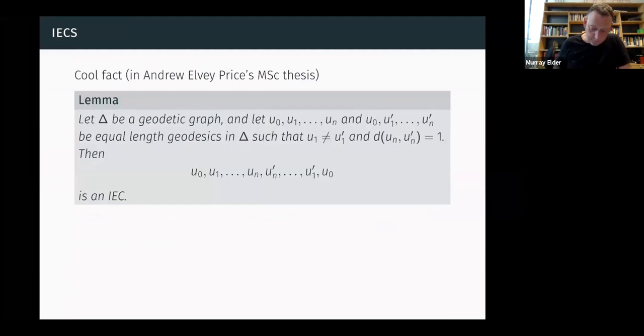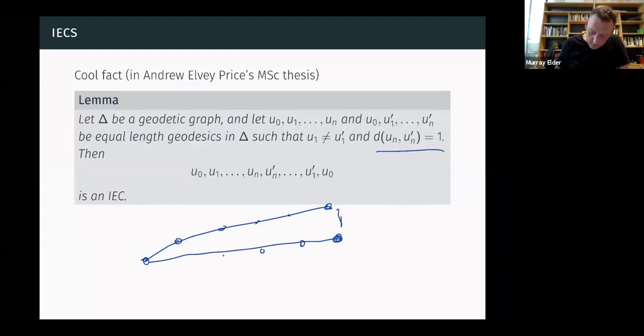So here's a cool fact. If you've got a geodetic graph and you've got 2 paths, which I'll just draw, they're equal length geodesics, and the distance between the endpoints is 1. So I'm in this situation. And actually they may have some common prefix, but then at a certain point they diverge and the distance between the endpoints is 1.